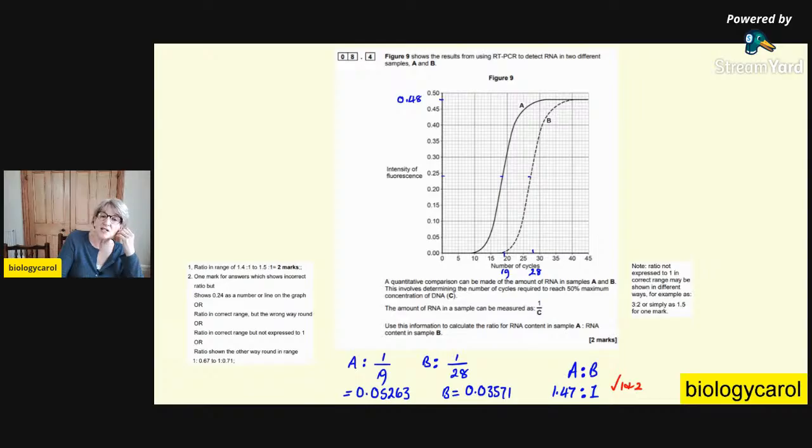Notice here, ratio not expressed to 1. So if I had just written 1.47, oh, that's interesting. If I had just written 1.47, I would have only got 1 mark, which I think is slightly unfair, because that is a convention as well. Anyway, so yes.